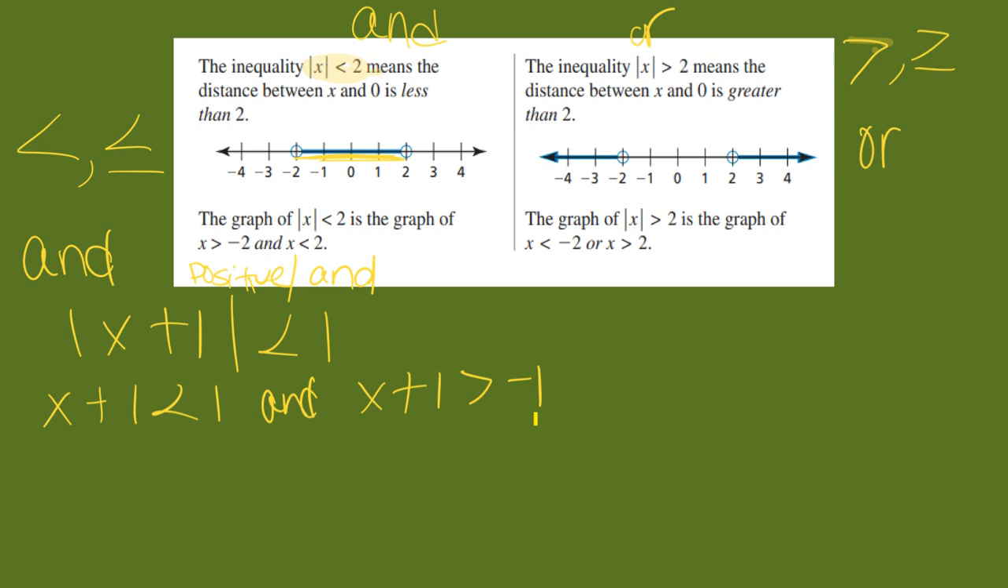Yes. So it's going to be what? Minus 1 on both sides, right? X is less than 0. And what about the next one? I'm going to have negative 1 on both sides. X is greater than negative. What's negative 1 minus 1? Negative 2.